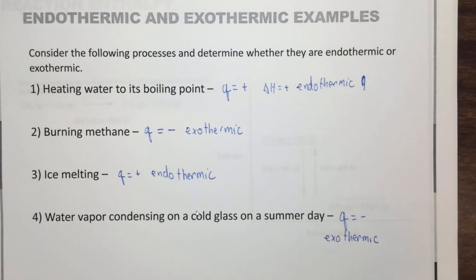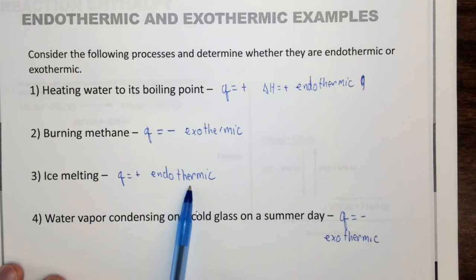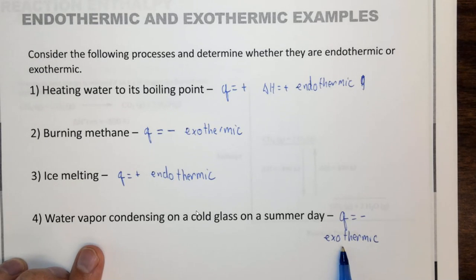So it's really important to practice with a few of these to determine if things are endo or exothermic. But the basic idea is, if you have to put heat in, like if you want to melt ice, it's endothermic. If you have to take heat away, like for example, if you want to turn gaseous water into liquid water, it is exothermic. So these are just some examples of this process.